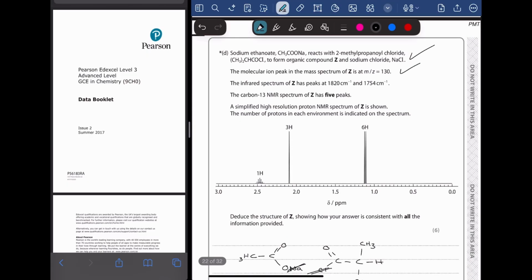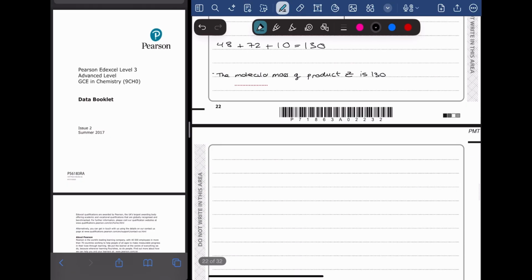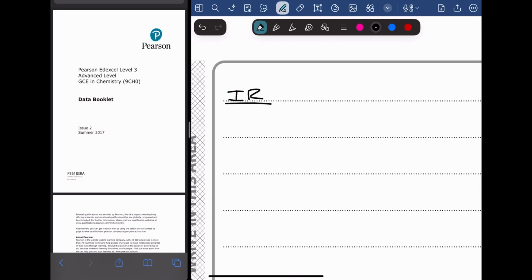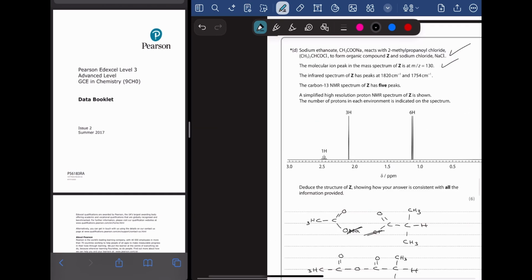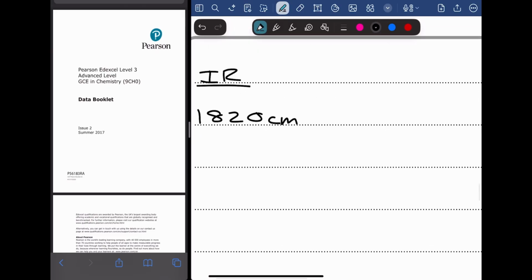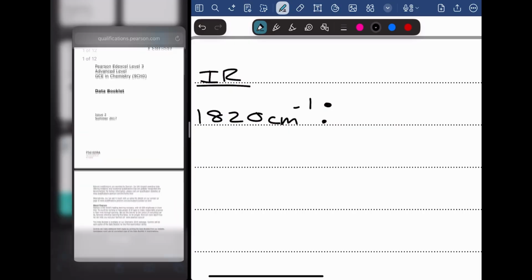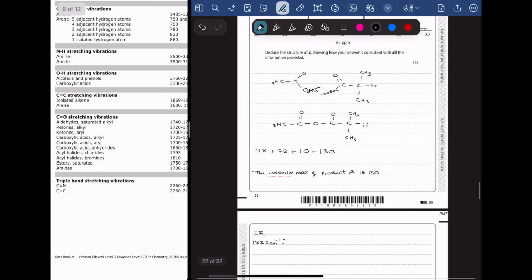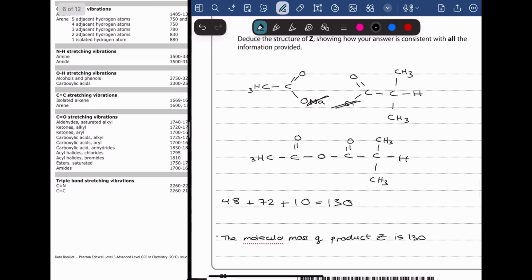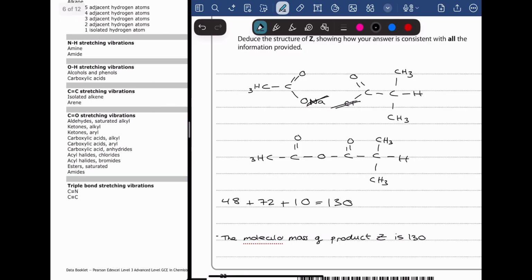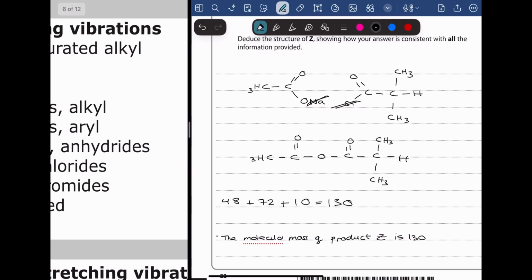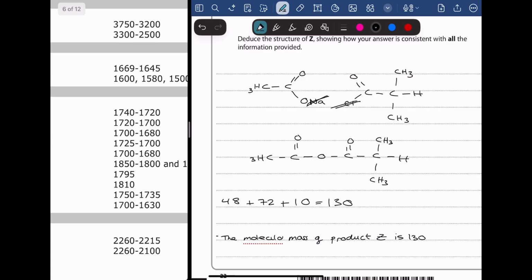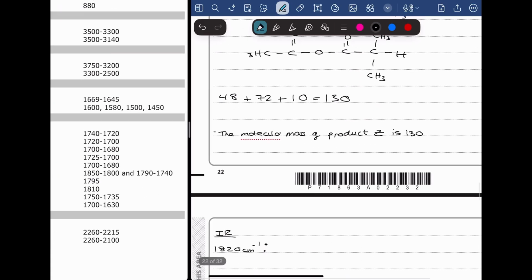Okay, so we need our data booklet here, which I've got opened up. I'm going to do a subtitle, IR, and then 1820 centimeters to the -1. And then I'll show exactly what functional group that represents. We said that this was an anhydride, so we're looking for anhydrides. That should be here. Perfect. So we've got carboxylic acid anhydride, and that correlates to 1850 to 1800, which is perfect. It's right in the middle.